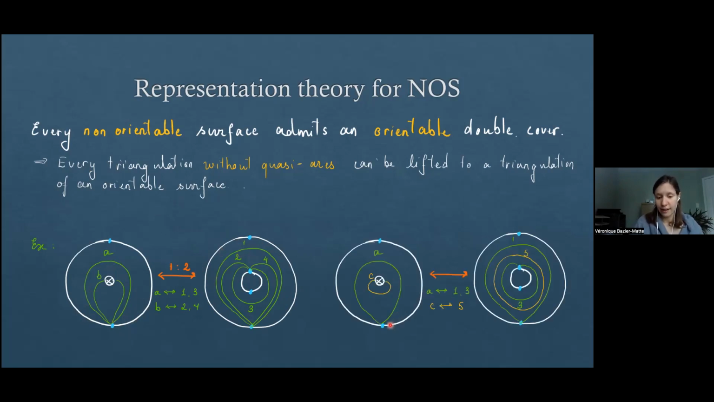However, if I take instead that triangulation, it is a triangulation of the Möbius strip as well, but it contains the quasi-arc. Now if I take the double cover, the arc A is sent to the two regular arcs 1 and 3, but the quasi-arc C is sent to the loop 5. So it is not a triangulation, and we know less about that.